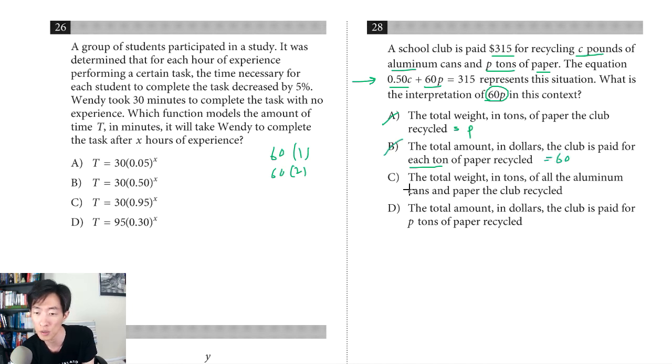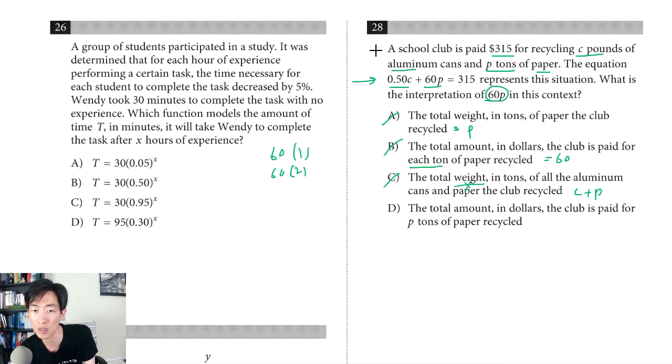Choice C, the total weight in tons of all the aluminum cans and paper the club recycled. So given that this equation is about price, if you want just the weight, you're going to have to add C plus P together. But also keep in mind that C is in pounds and P is in tons. So your C is actually going to have to be converted to tons before this expression actually means something. Regardless, it's not weight. That's what makes it wrong. So the answer is not C. Choice D, the total amount in dollars the club is paid for P tons of recycled paper. So yeah, this is basically saying the total amount that you're getting for the paper that's recycled, and that's going to be choice D.